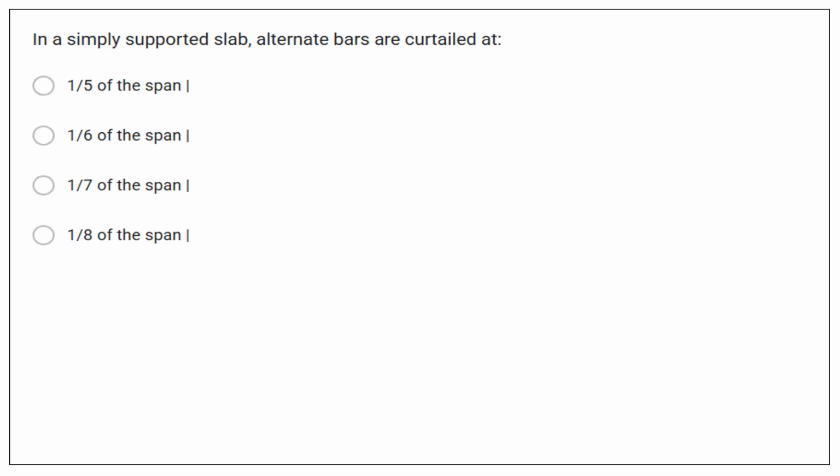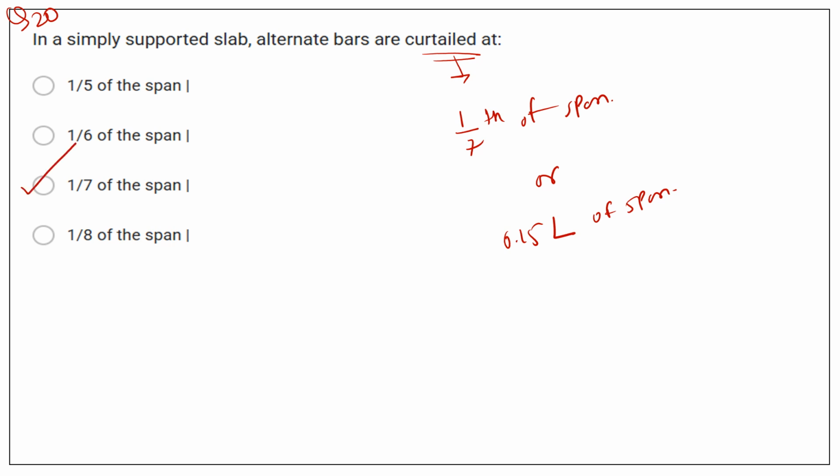The next question, the last question, question number 20. In a simply supported slab, alternate bars are curtailed at... So curtailed at 1/7 of the span or 0.15 L of the span. Okay, these are the two values. In the question, 1/7 of span is mentioned. So the third option is correct here. So this is about the test.